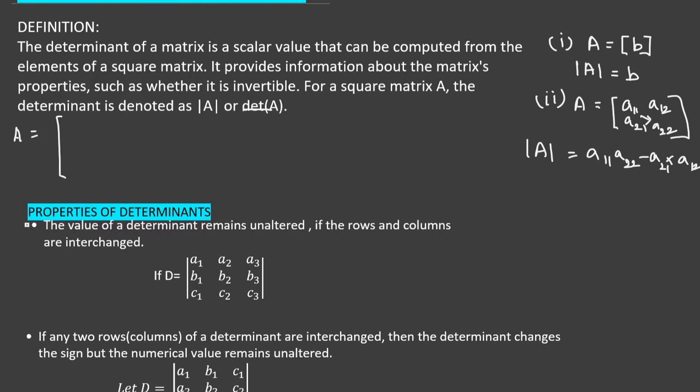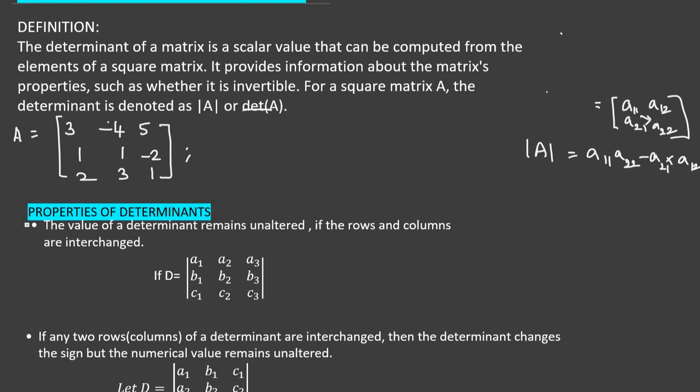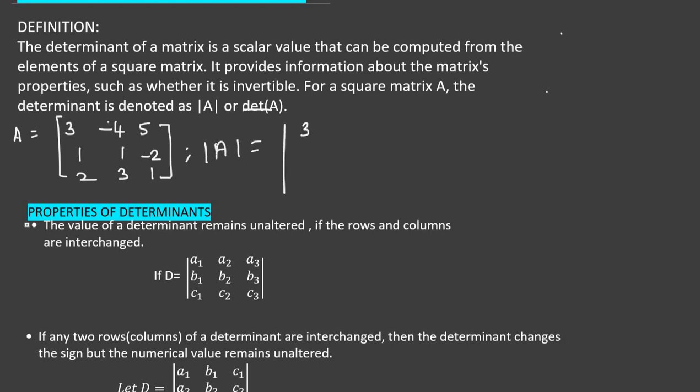Next, let us take an example: the matrix with rows 3, minus 4, 5; 1, 1, minus 2; and 2, 3, 1. We have to find the determinant here. The order of the matrix is 3 by 3. Then the determinant of A is equal to the determinant of 3, minus 4, 5, 1, 1, minus 2, 2, 3 and 1.